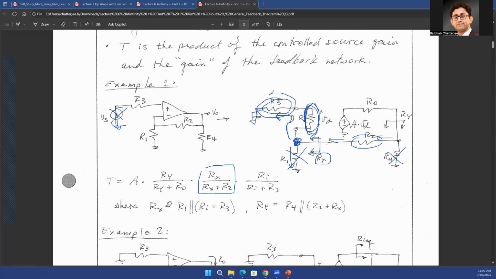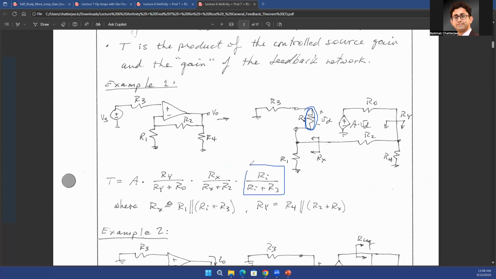Which one are you interested in? You're interested in the voltage drop across Ri because that's the input voltage that you see at the op amp. So basically that's the amount of voltage that is fed back from the output to the input side. Whatever voltage gets developed across Ri, that's the input voltage that gets fed back from the output side. Correct? So you're only interested in that. And what is the ratio? If you have Ri and R3, the ratio that you're interested in is Ri divided by Ri plus R3. So that's the third term.